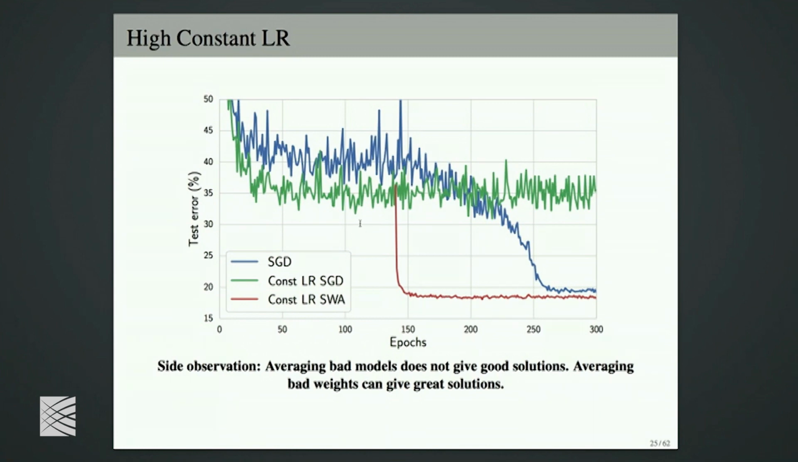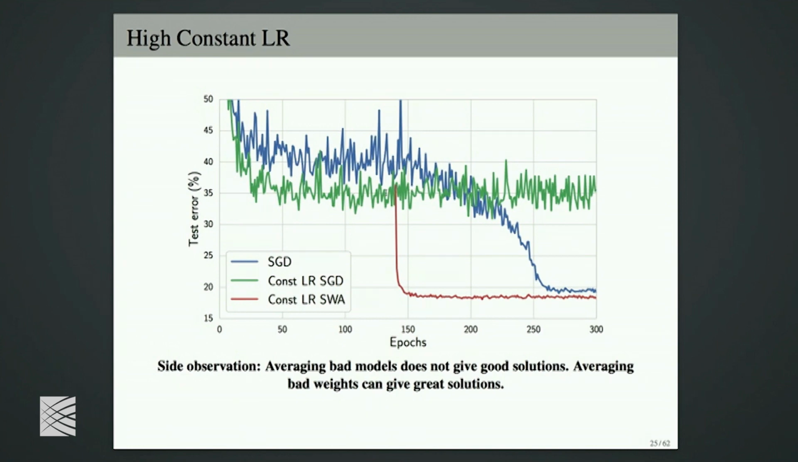Okay, so in this figure, we've run our procedure with a very high constant learning rate. The test error is shown in green, and we can see that it's hovering around 35% for CIFAR-100, which is not great. 20% is a good value of test error on this problem. In blue, we see the error according to a standard learning rate schedule, converging to about 19% error or so.